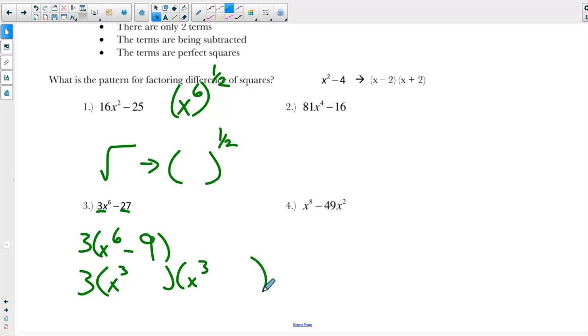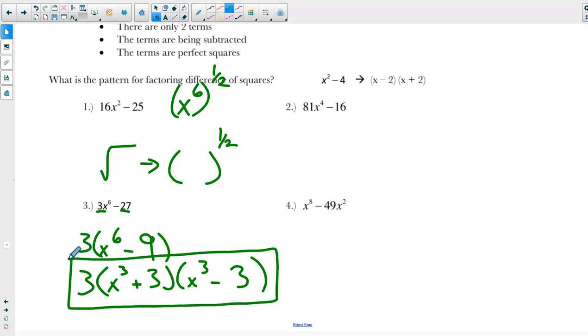I will also connect this to conjugates because they are going to be conjugates of each other. You're going to have a plus and a minus. So what's the square root of 9? 3. So I'm going to have plus 3 and minus 3. And it doesn't matter if you have minus 3 and plus 3. It's the same thing. But so this is factored completely.